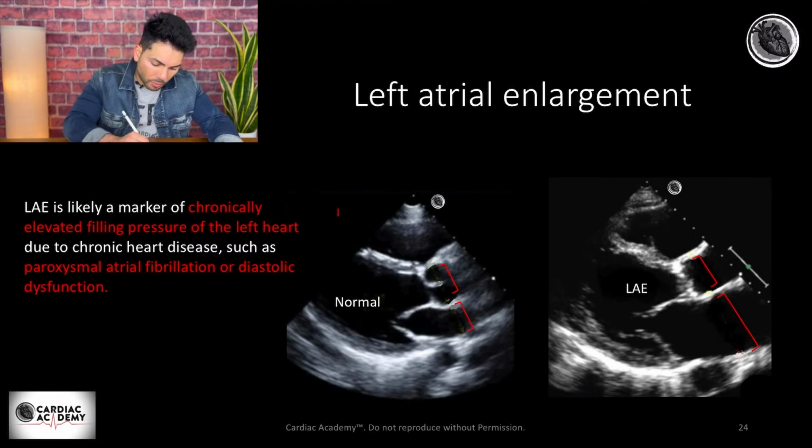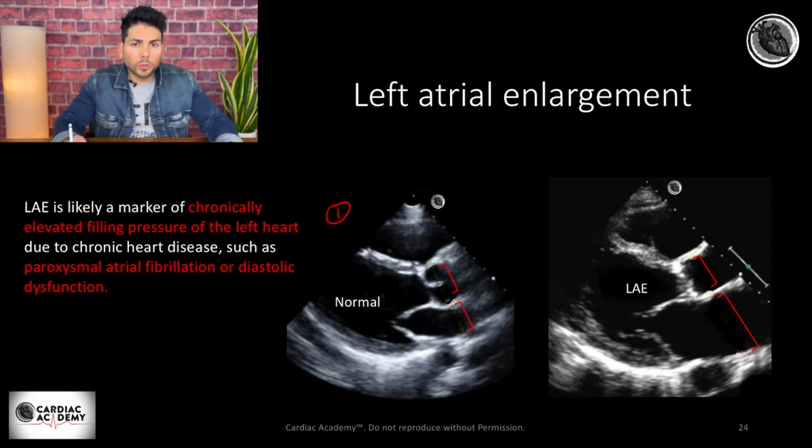And again, you can check in this image. On image number 1, you can see how it's supposed to be normal. You see how the left atrium and the aortic root are essentially the same size, but on image number 2, you can see how the left atrium is much bigger than the aortic root, okay? So in image number 2, we have an enlarged left atrium, all right?